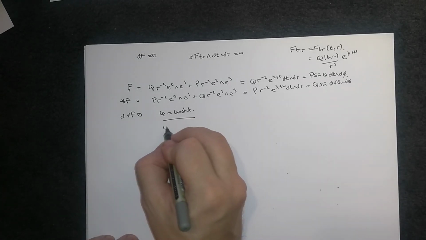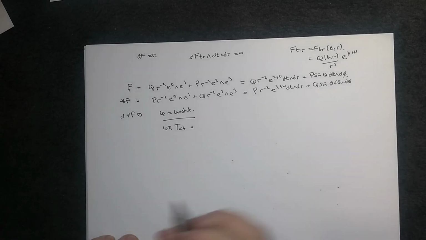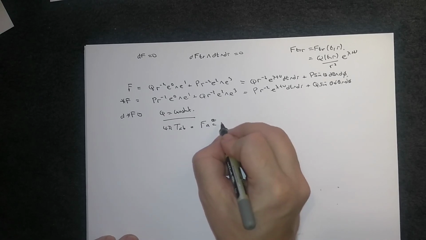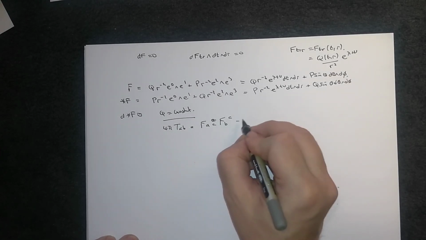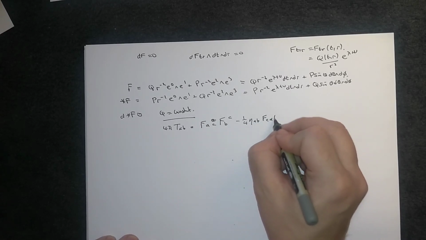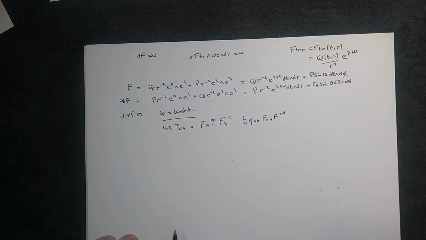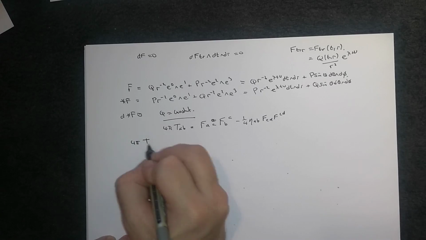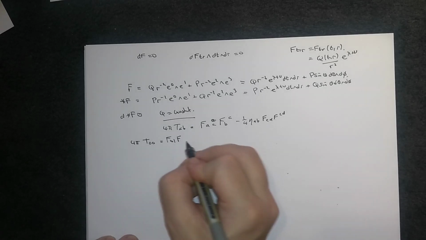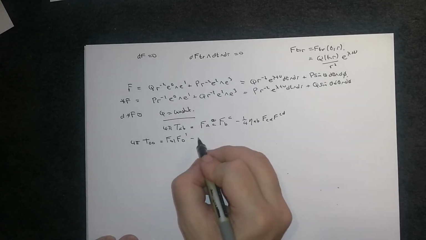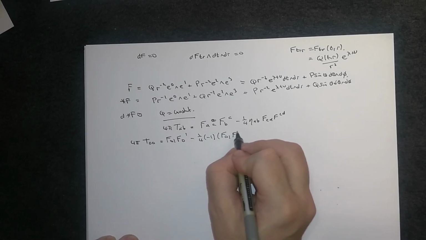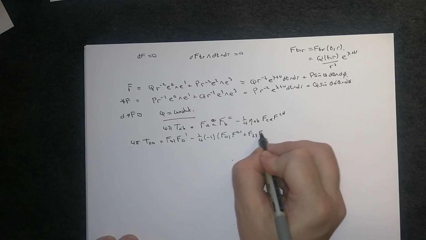Now the energy momentum tensor is 4π T_AB, 4π T_AB is F_AC, should say F_AC, F_BC minus a quarter η_AB, F_CD, F_CD. So 4π T_00, for instance, is going to be F_01, F_01 minus a quarter times minus 1 times F_01, F_01 plus F_23, F_23.